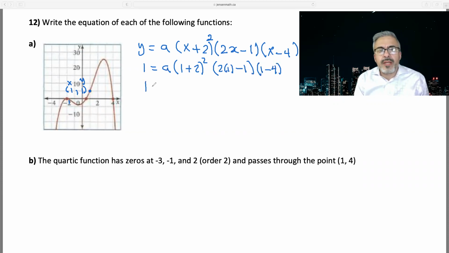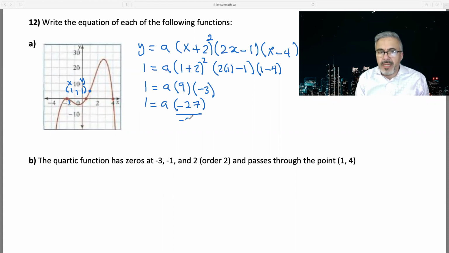So here this is 1 equals a, 1 plus 2 is 3, 3 squared is 9. And then 2 times 1 is 2, minus 1 is 1. So that's just going to be 1 and 1. When you multiply it in, it's just going to be the same thing, so you don't have to write that. 1 minus 4 is -3. And now you have 1 equals a times -27. Divide both sides by -27.